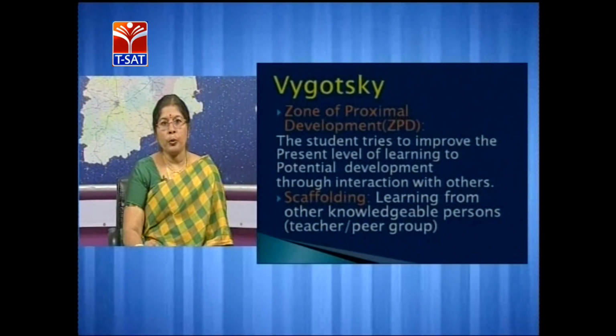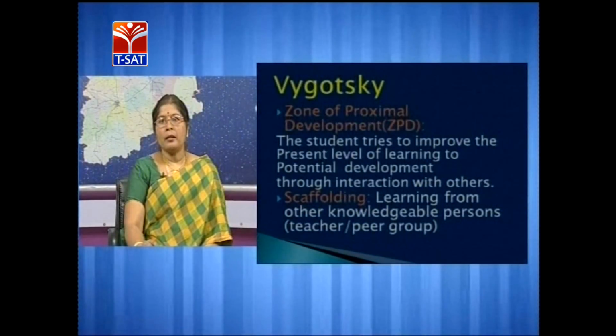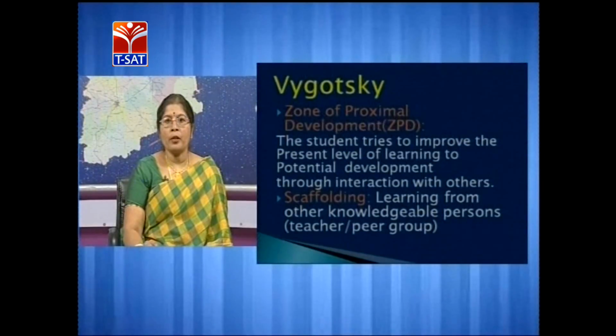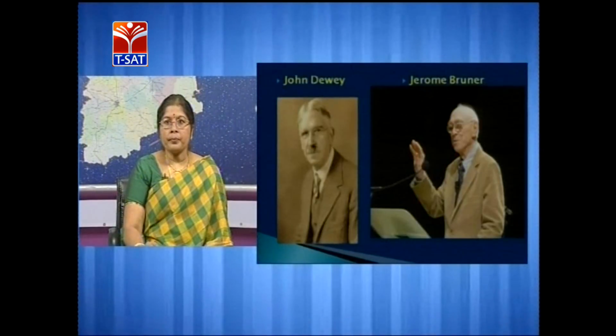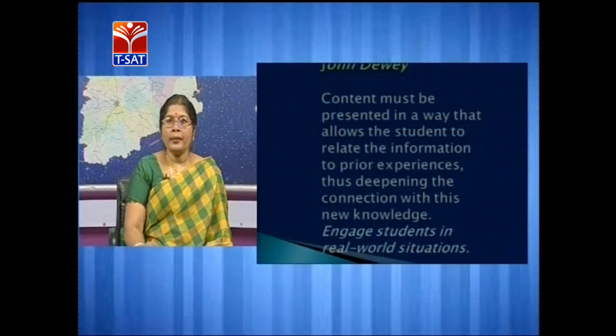He is trying to improve, interacting with others and learning from others, and because of the zone where people are available, he is trying to learn better. So, scaffolding is learning from other knowledgeable persons. Children try to learn from teachers and from a peer group. Another cognitivist is John Dewey, and also Jerome Bruner. Let us see what these people have said about cognitivism.